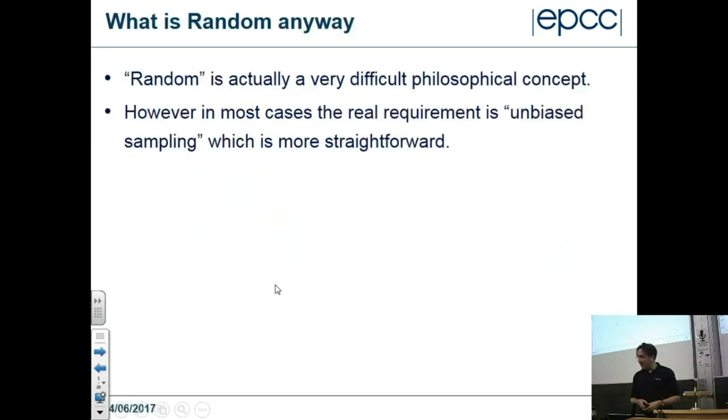Randomness is a difficult philosophical concept. How random do you think things really are? But in a scientific and technical program, what you really mean is unbiased sampling. You want to select a subset of some population in an unbiased manner. There have been lots of definitions of what that means, but that's normally enough.